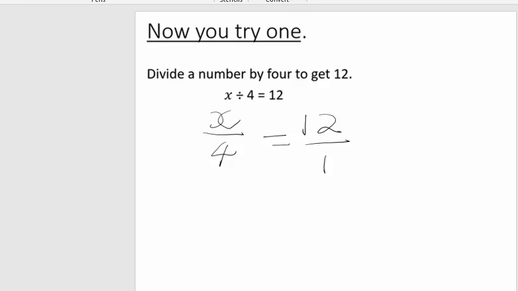So here you are going to cross multiply 4 by 12, x by 1. So x by 1 is x. 4 by 12 is 48. Therefore, your answer for this question, divide a number by 4 to get 12, will be x is equal to 48. Remember, divide a number by 4 to get 12 is simply a statement which we had to write as an expression or as an equation. So let's carry on to the next slide now.